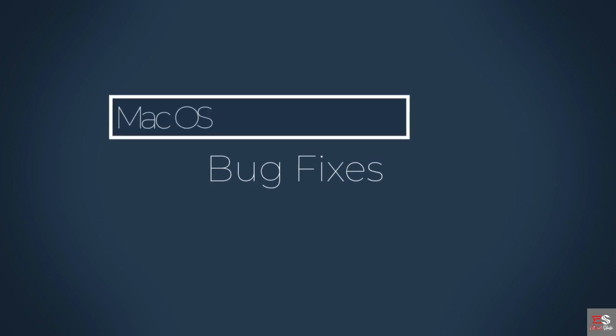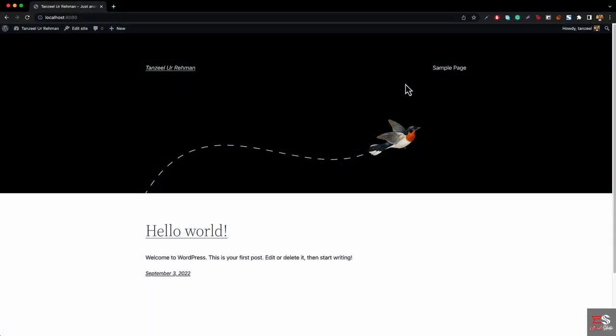In this lesson, we're going to take a look at the bug fixes for the Mac operating system. So let's just go ahead and get started. As you can see, in the previous lecture, we successfully installed WordPress on our website, and we also took a look at the dashboard, like how we can log into the website.